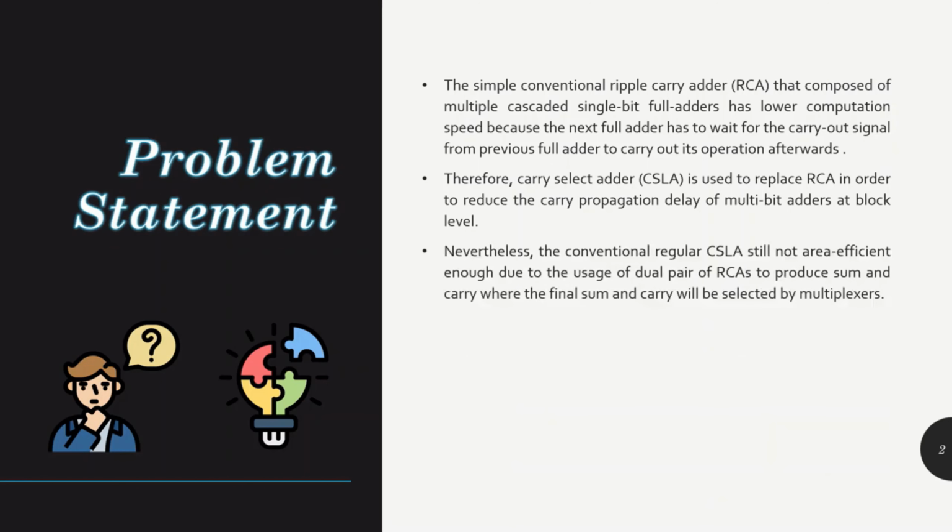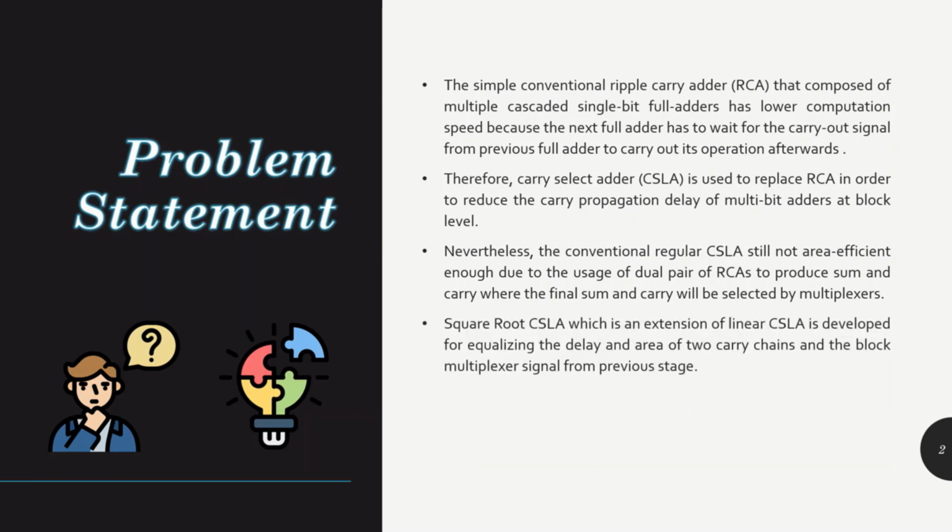Nevertheless, the conventional regular CSLA is still not area efficient enough due to the usage of dual pair of RCAs to produce sum and carry, where the final sum and carry will be selected by the multiplexer. As a result, square root CSLA, which is an extension of linear CSLA, is developed for equalizing the delay and area of two carry chains and the block multiplexer signal from the previous stage. Square root CSLA has a more balanced delay, requires lower power, and is more area efficient.